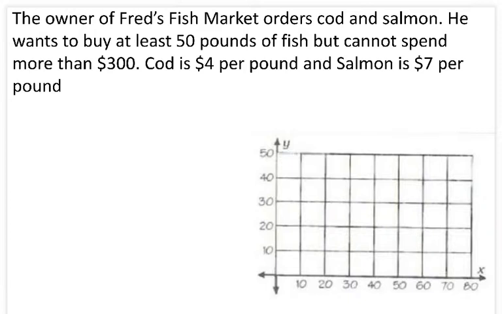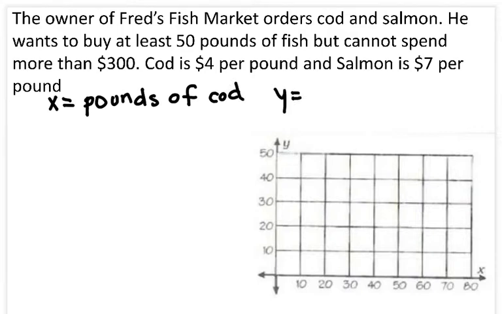To solve this problem, we're going to need to graph inequalities. We're going to need to set up inequality statements for this problem. So first we're going to need some variables. We're going to need x, and we'll call x the pounds of cod that Fred is buying for his fish market. Pounds of cod. And y will be the pounds of salmon.